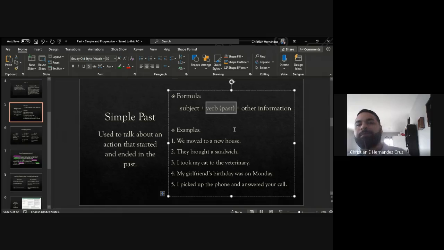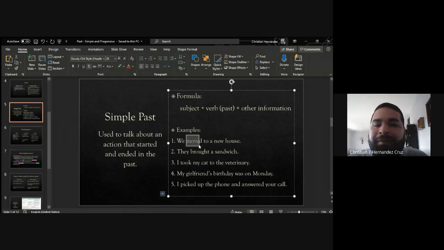Here are a few examples. We moved to a new house. We take the base verb move and we add d to the end. They brought a sandwich. Okay, we took the base verb bring, which is irregular, and we modified it into the past. We conjugated it into the past tense, and it becomes brought.